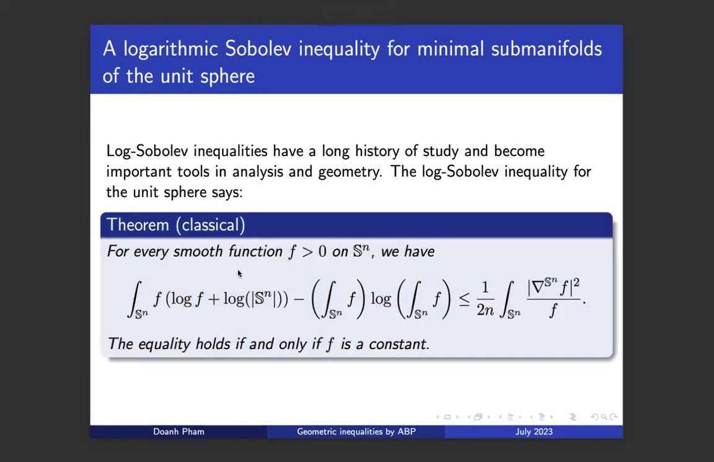It says that for every smooth positive function f on a unit sphere S^n, the integral of f log f plus log of the volume of S^n, minus the integral of f times log of the integral of f, is controlled by the integral of gradient squared f, the integral of |∇f|² over f, where equality holds if and only if f is a constant.